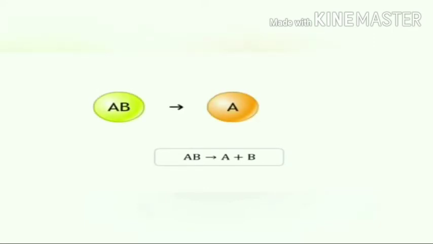Now come to the second type of reactions, decomposition reactions, which are the opposite of combination reactions, because in a combination reaction, two or more reactants combine to form a single product, and in a decomposition reaction, a single reactant breaks down to form two or more products. The general form of decomposition reaction is AB decomposes to give A and B.